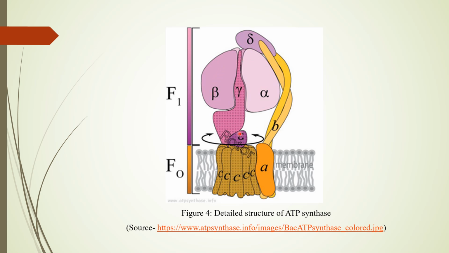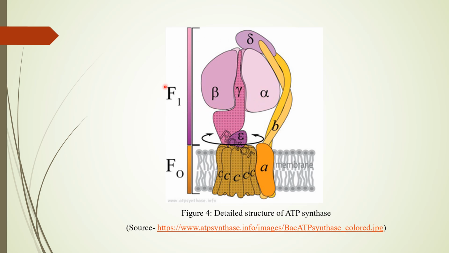So the F1 is a very large particle and it can be seen through the transmission electron microscope also. It accounts to around 9 nanometers in diameter. That's why you can see them as studs which are protruding into the matrix.